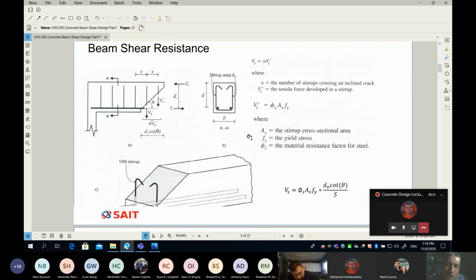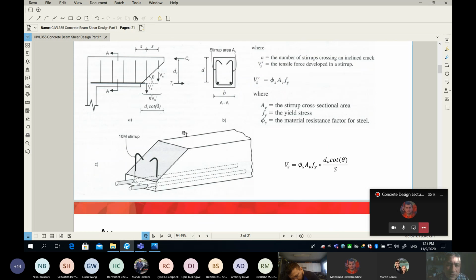Now, guys, let me show you. I'm going to split this. What I did here, you can see the same beam elevation here, and I took the other part and made it 3D. So this is a 3D view of how your beam looks after you have a shear crack. And you can see where my stirrup is in this picture here. Where is the stirrup? I'm asking you, is that a stirrup? Yes or no?